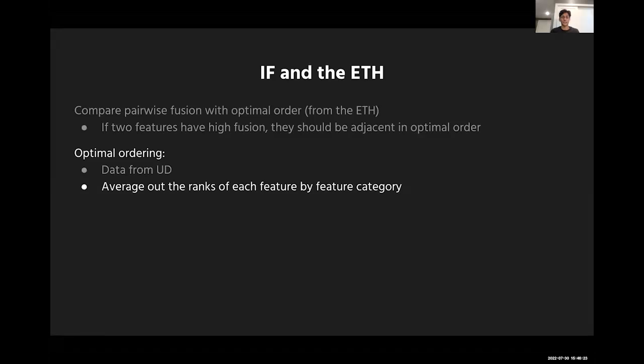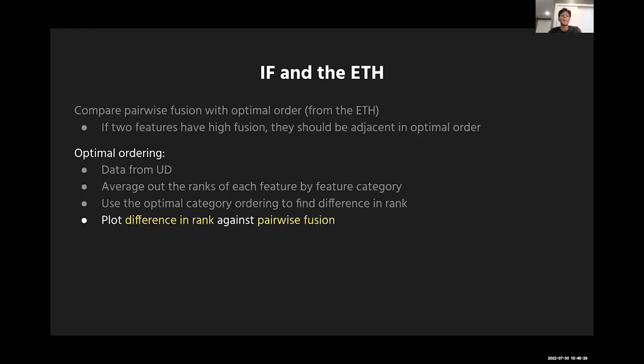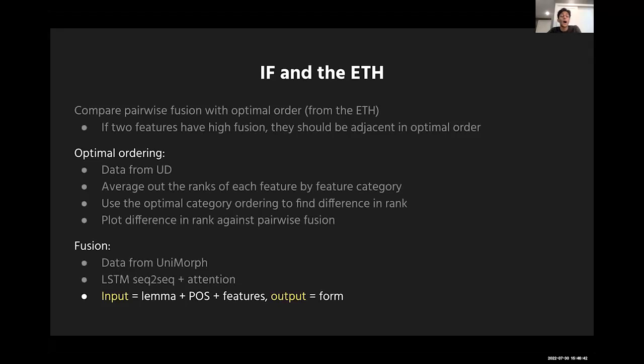We averaged out the ranks of each feature by feature category, and then we used this optimal category ordering to find the difference in rank. And then we plotted this difference in rank against pairwise fusion. For fusion, we used data from UniMorph, and then we used an LSTM sequence-to-sequence model with attention to actually find the values. Again, I refer to the paper for the specifics.